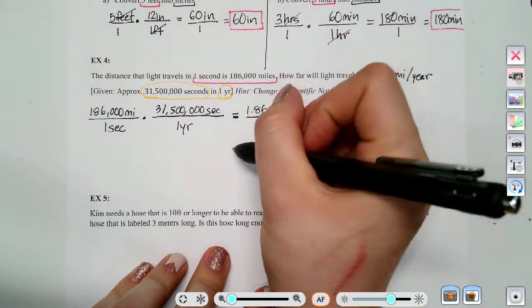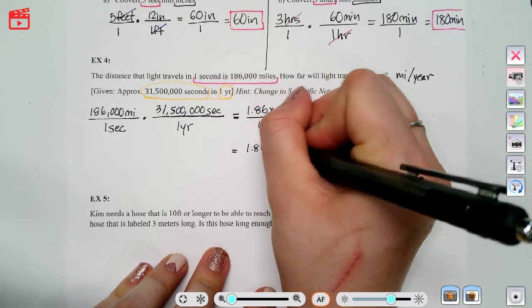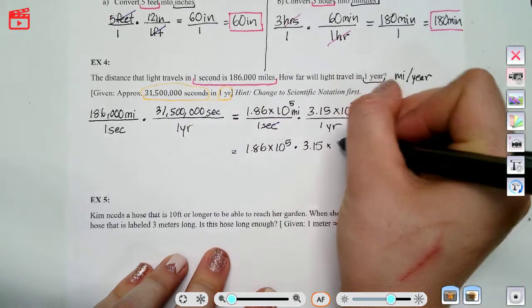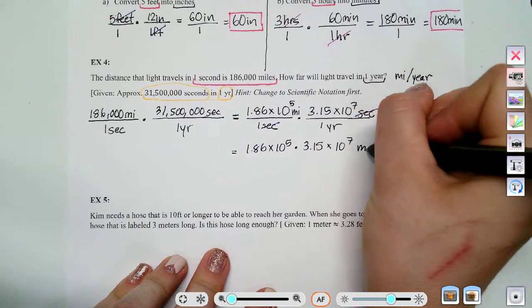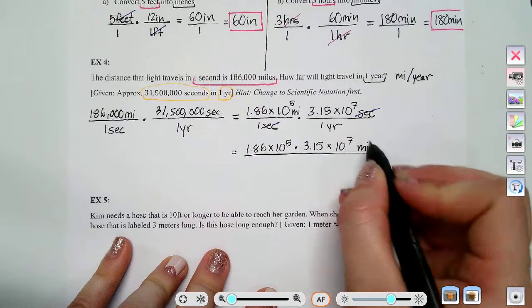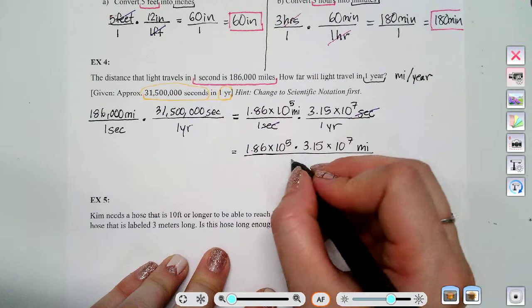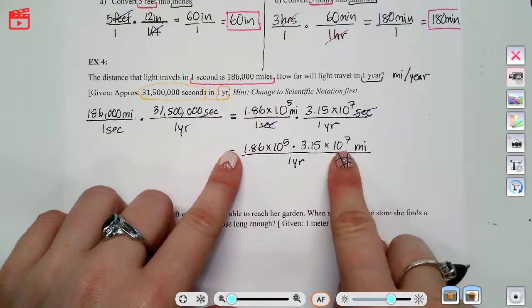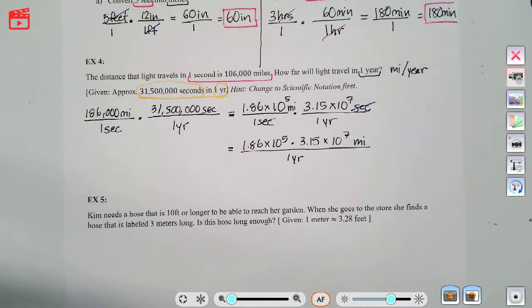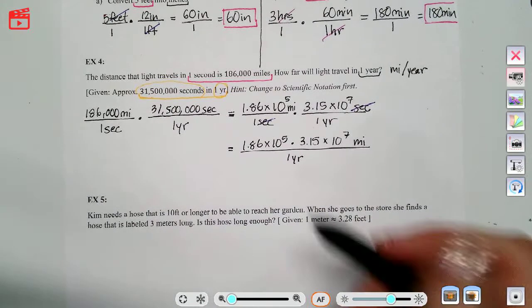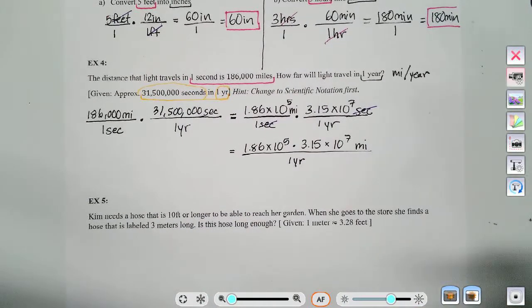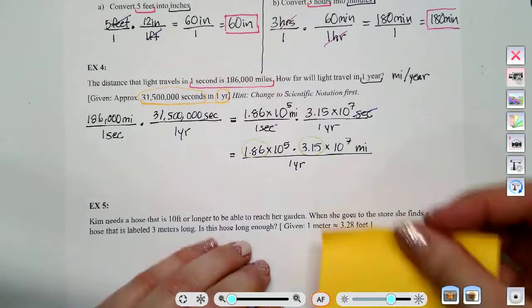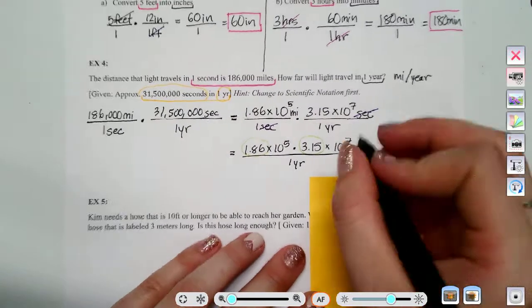All right, so writing this out, on the top we have 1.86 times 10 to the 5th power times 3.15 times 10 to the 7th power miles, all over, and what's left in the denominator? 1 times 1 and year. 1 year. All right, we have already seen how to multiply this out in our previous example. I think it was example 2. So what we're going to do is multiply the decimals together. What will that be? Okay, this one's going to be a little bit longer, but we have to do it by hand.